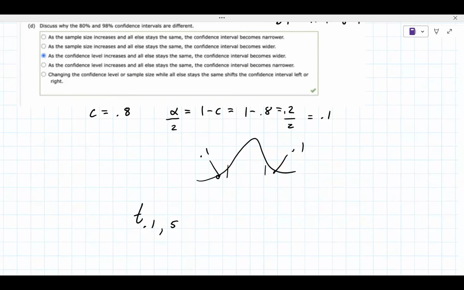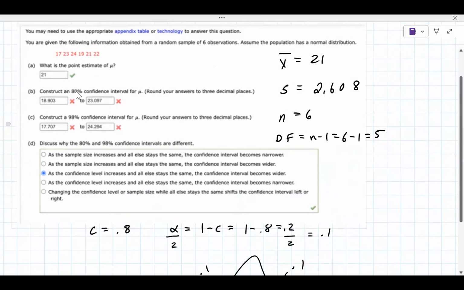So I can help you manipulate that. I think I would go to my appendix table and then scroll all the way down and look for it on the table. I can help you look for that, but it ends up being 1.476, most likely. So you need that value to do the confidence interval here for the 80%.